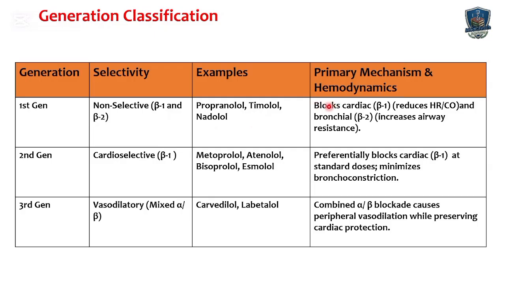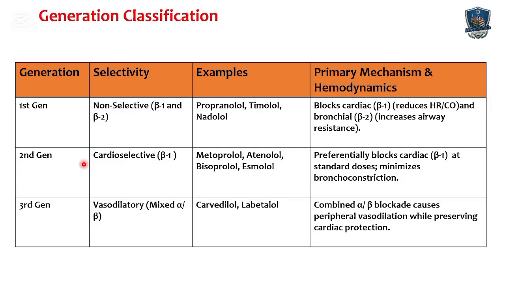So they block beta 1, which are found on the cardiac tissue, and by doing that, they will decrease the heart rate, and also decrease the cardiac output and the blood pressure. And also they act on the beta 2, which are found on the bronchial airway, and by doing this they lead to bronchoconstriction. That's why non-selective ones are always used cautiously, especially for those clients who have got asthma and COPD, because despite decreasing blood pressure, they may also cause bronchoconstriction. So you have to be very cautious when using these drugs, especially for those clients who have got a history of asthma or COPD.